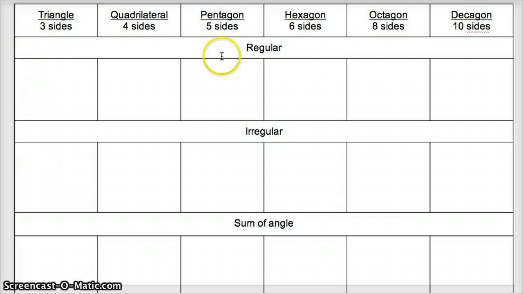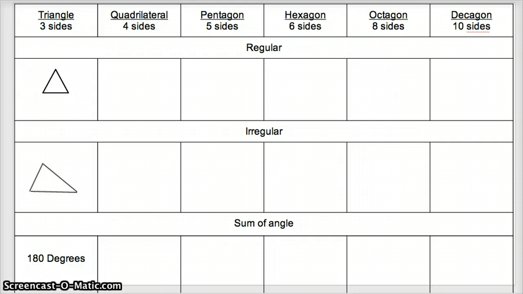So make sure you pause the video right now and just draw this table and all the titles of each column. We're going to go through one column at a time as we go through this module. So let's go ahead and get started.